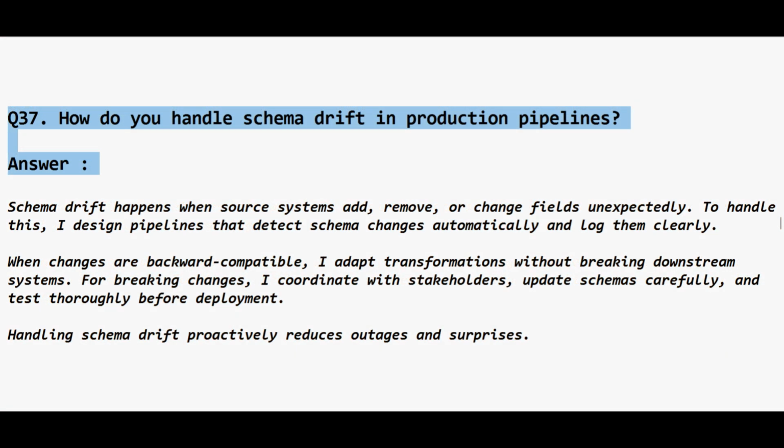Question 37. How do you handle schema drift in production pipelines? Answer. Schema drift happens when source systems add, remove, or change fields unexpectedly. To handle this, I design pipelines that detect schema changes automatically and log them clearly. When changes are backward compatible, I adapt transformations without breaking downstream systems. For breaking changes, I coordinate with stakeholders, update schemas carefully, and test thoroughly before deployment. Handling schema drift proactively reduces outages and surprises.